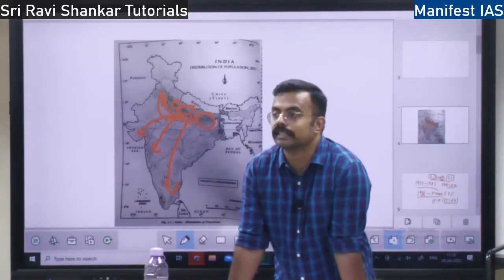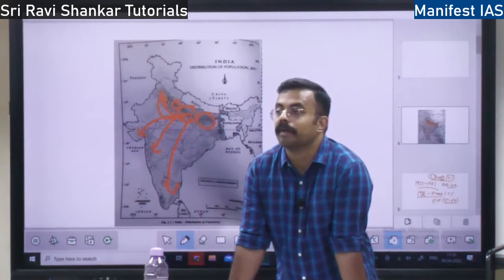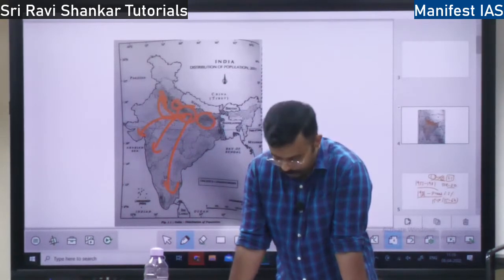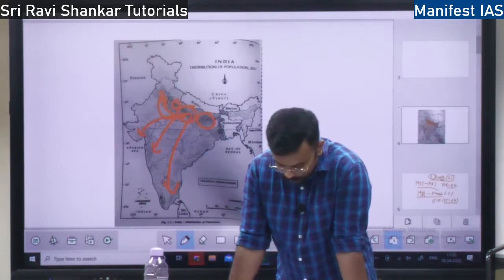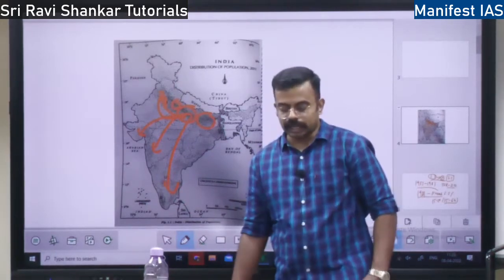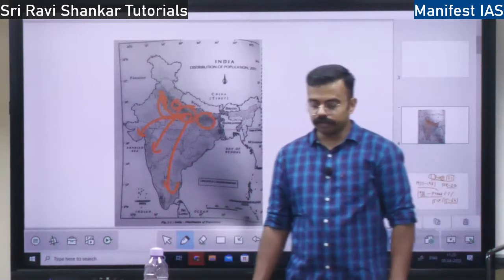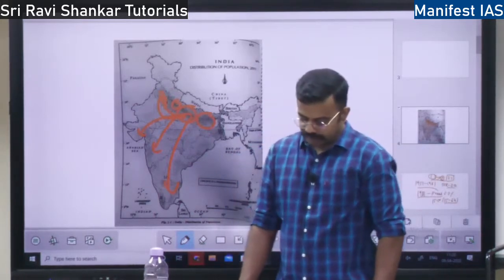Rural to urban migration, men are the highest numbers. Why? The reasons are employment and education opportunities, right? So this is about internal migration. Then we will talk about international migration.